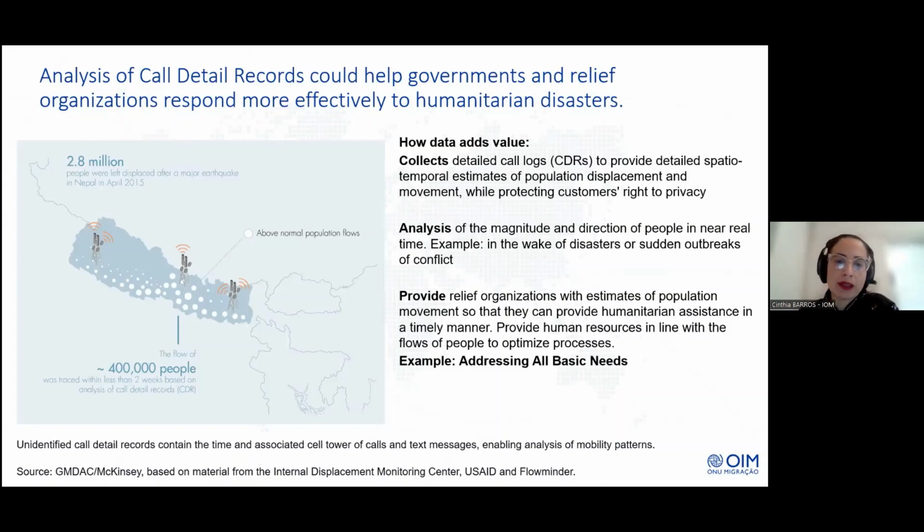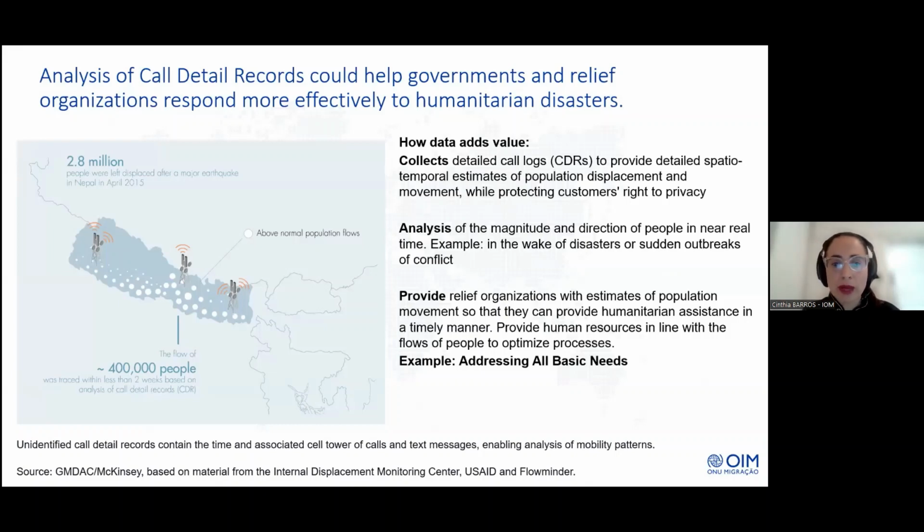We have examples in the Haiti and Nepal earthquakes, and nowadays IOM uses it in the Ukraine situation. This method analyzes the magnitude and duration of people's movement in near real time. So it provides us a good picture, a screenshot of the situation. For us at the UN, it provides estimates of population movements so we can provide humanitarian assistance in a timely manner.